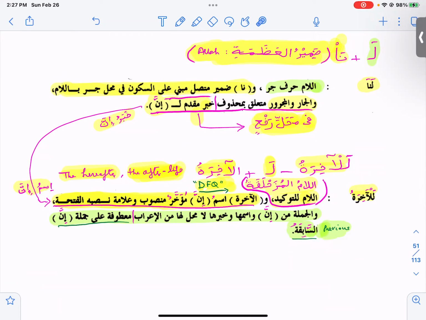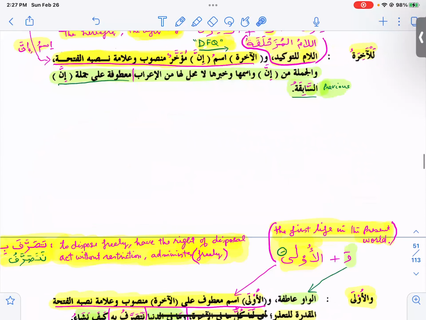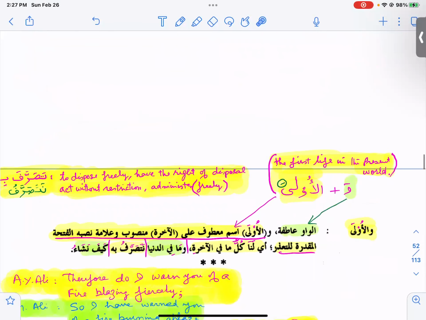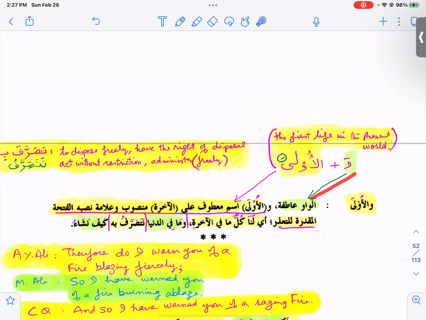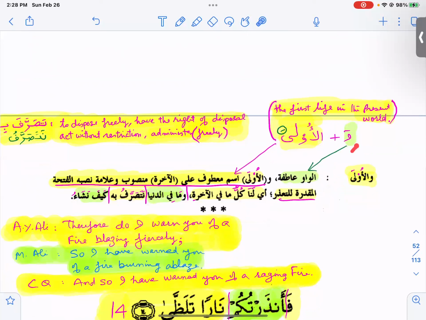So Lalakhiratu, the hereafter, the afterlife. Minal ula. Wal ula, harfu adfin. Ula is the first life in the present world. Akhiratu is Yom al Qiyamah. So, wal ula, harfu adfin. Ismu mautufun ala akhiratu mansubun bala madunasbi. Afatatul mukaddara. Again, mukaddara.